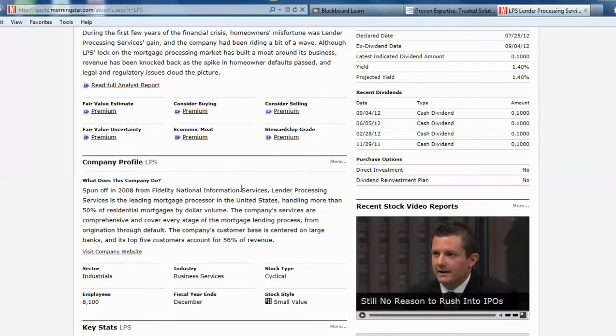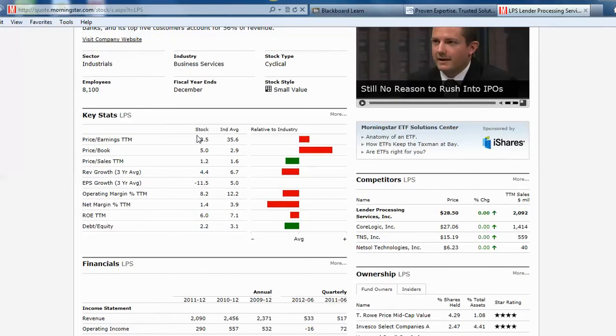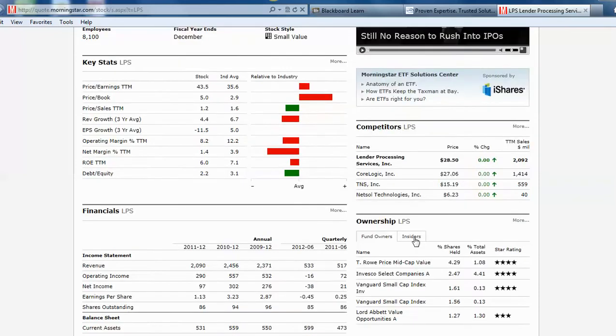What else looks important here? We'll scroll down. Key stats. This is something we're definitely going to focus on. And you can always click on this little button and get more information in that particular section. You can see who their competitors might be.